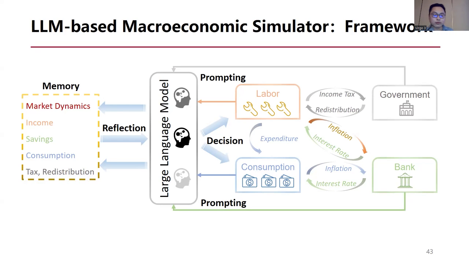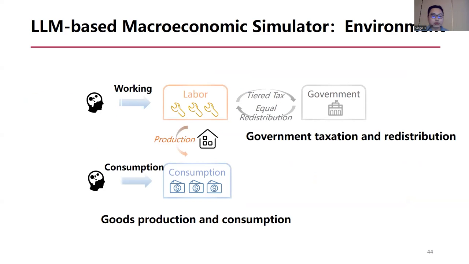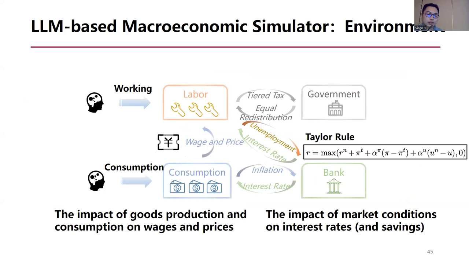So we have four parties, right? Four components: labor, consumption, financial markets, and government taxation. So this is the simulation framework. Individuals, as just mentioned, make decisions of working and produce goods for consumption in the market. And the government does the taxation policy and also the redistribution policy to make the society fair. The goods production and the consumption have impact on individual wages and the goods prices. And the market conditions have impact on the interest rates set by the bank, and also the individual savings.